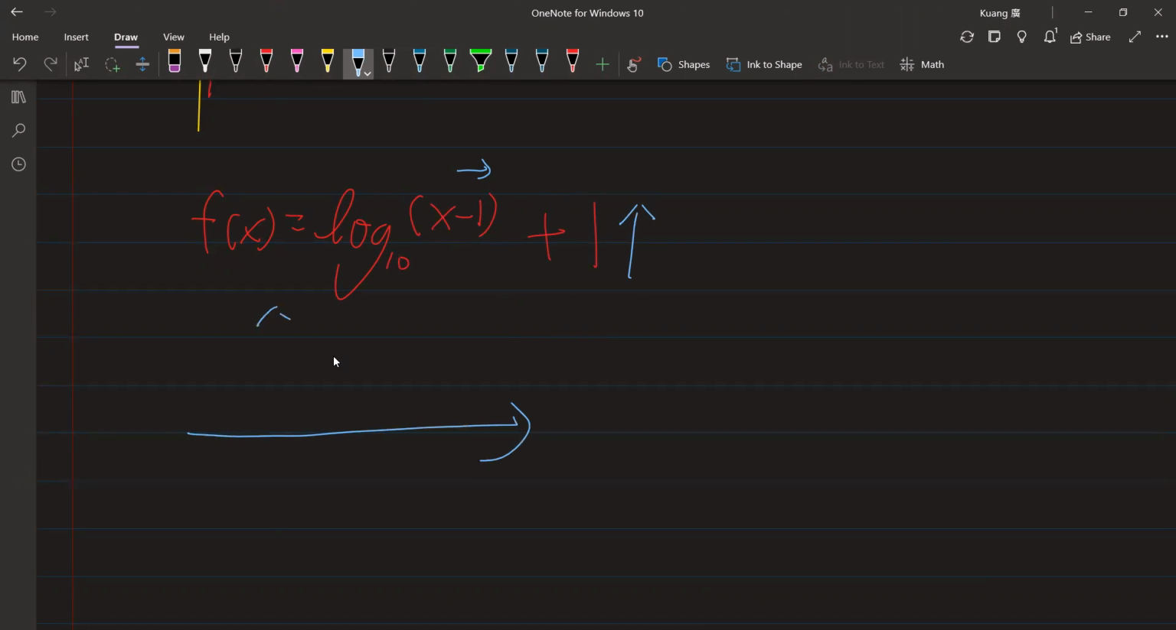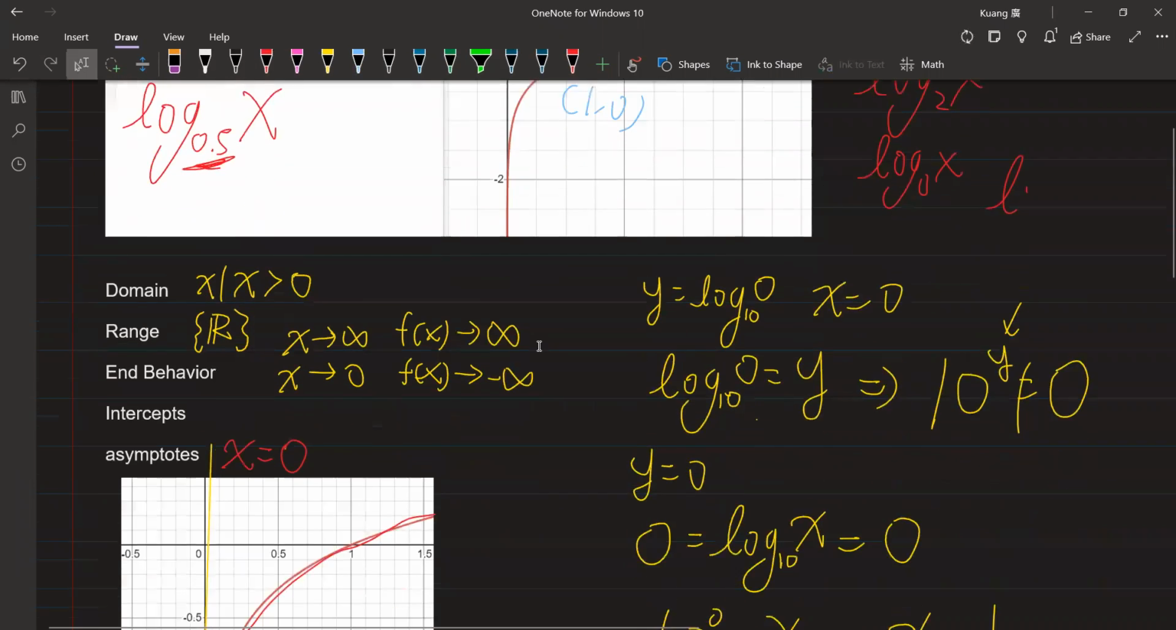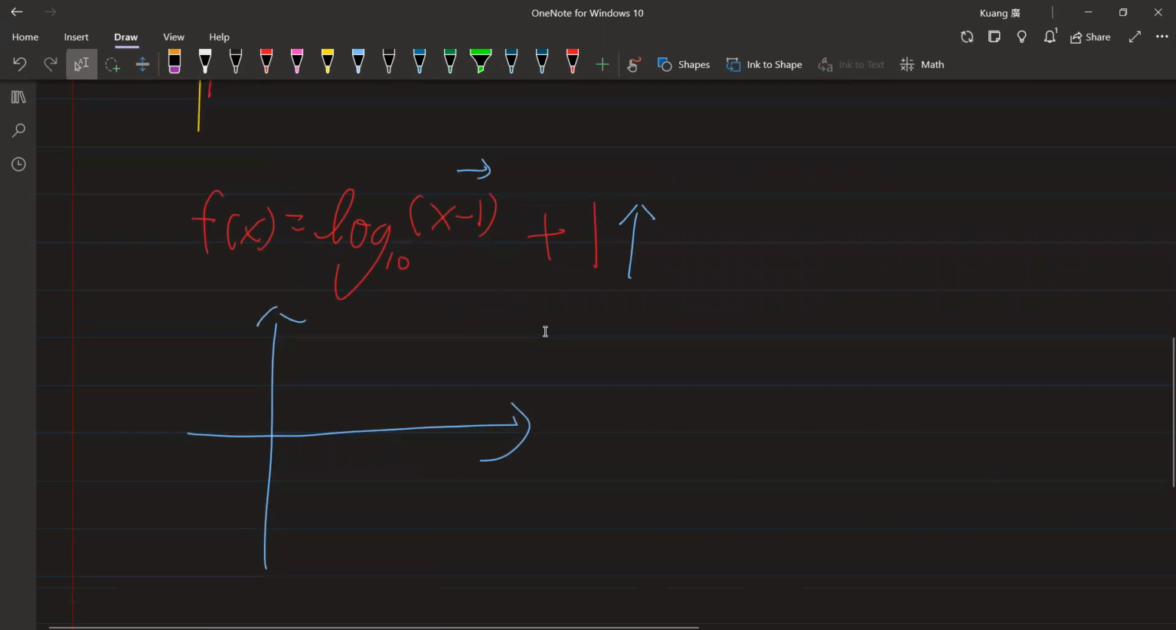Because I know the graph of the parent function must go through (1, 0), I will shift this point right 1 unit. So from (1, 0), shift 1 unit to the right and then 1 unit up. It goes to (2, 1). And the new graph looks like this. Actually, you don't have to do that. You can just use a calculator to do it.